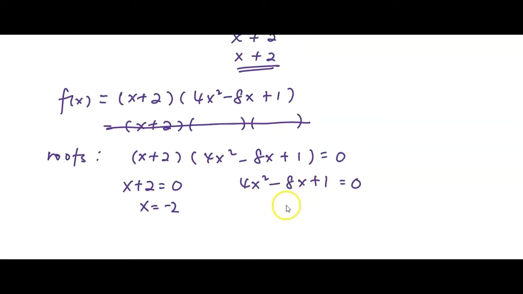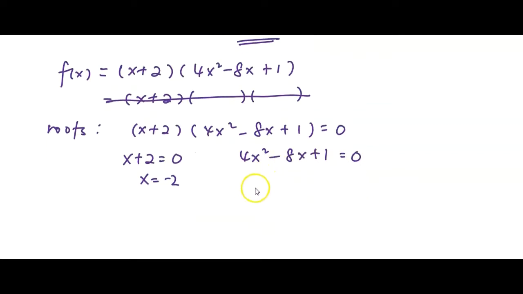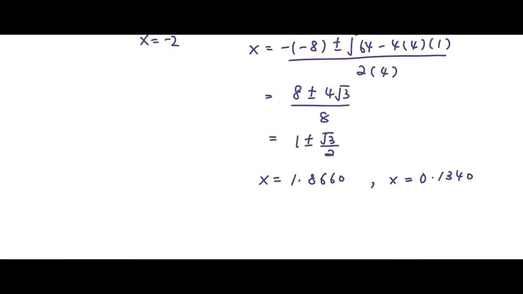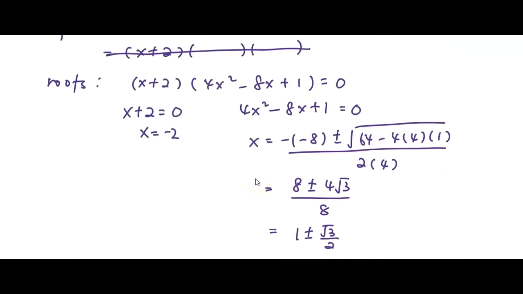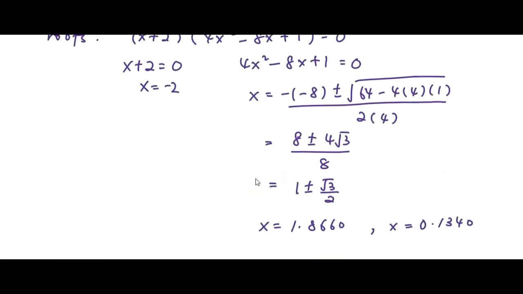And this quadratic equation cannot be factorized. I need to use a formula or your calculator. So you will get your roots as I use the quadratic formula to solve this equation. I got x equals 1.8660 and 0.1340. So now you have three roots. This is your first root, second root, and third root.